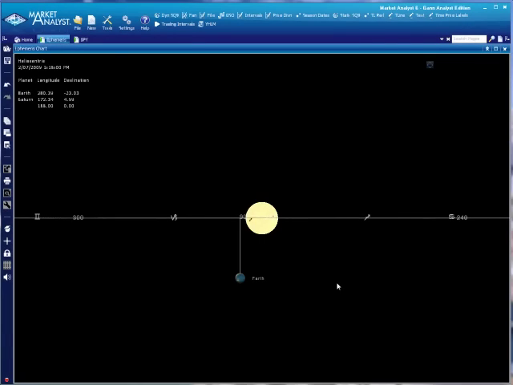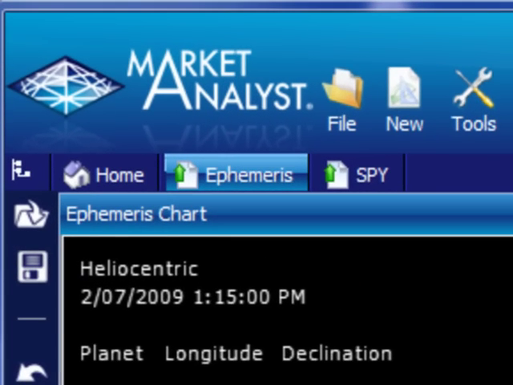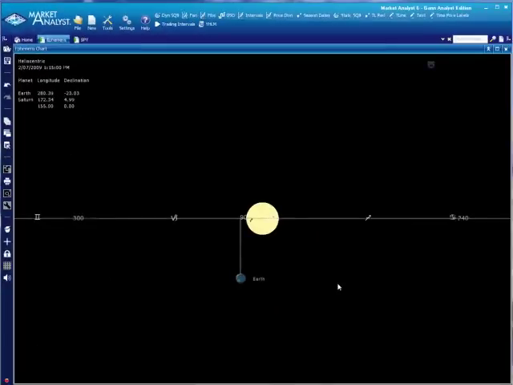What we're looking at now, courtesy of Market Analyst 6, is a graphic example of what is called an ephemeris. An ephemeris is simply a plot of where the planets are in their rotation around the Sun. Now, we're all obviously well aware that the Earth rotates around the Sun in 365¼ days to do one complete revolution. And what you may not be aware of is that it doesn't do it in a nice, neat, round circle.